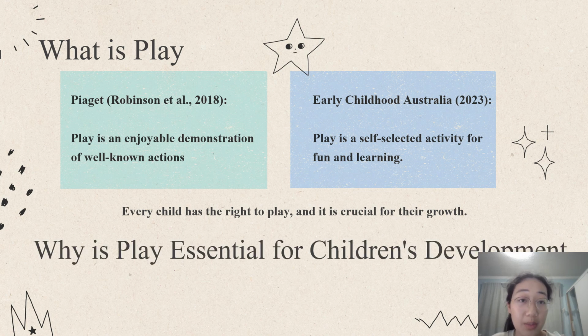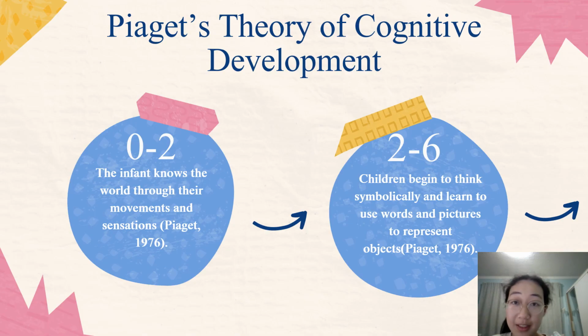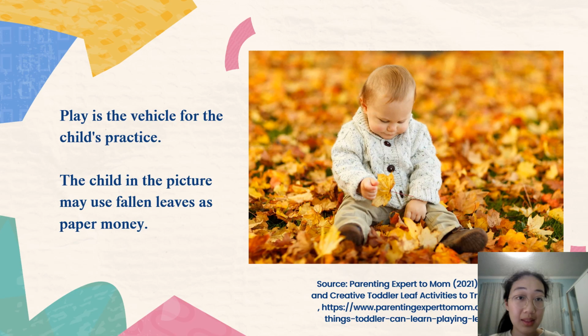So, why does play have a significant role in children's development? Let's first talk about Piaget's theory. According to Piaget's theory of cognitive development, children have different stages of cognitive development at various ages and develop their world through play. At 0 to 2 years old, they recognize the world through movement and perception. At 2 to 7 years old, they understand and use symbolism. Play is a visual of a child's practice. For example, in this picture, the child may use the fallen leaves as paper money.